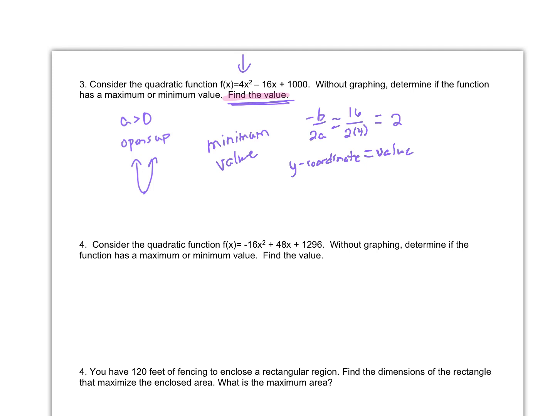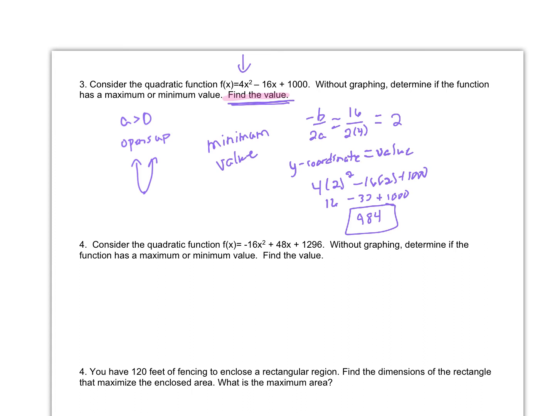So if we plug 2 back into this, we're doing 4 times 2 squared minus 16 times 2 plus 1,000. And if we do the math here, we get 16 minus 32 plus 1,000. And so we get 984. So the minimum value here is 984.